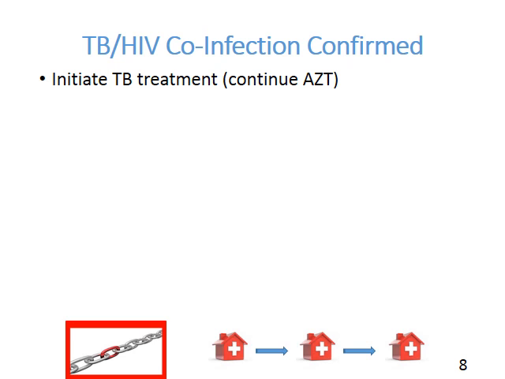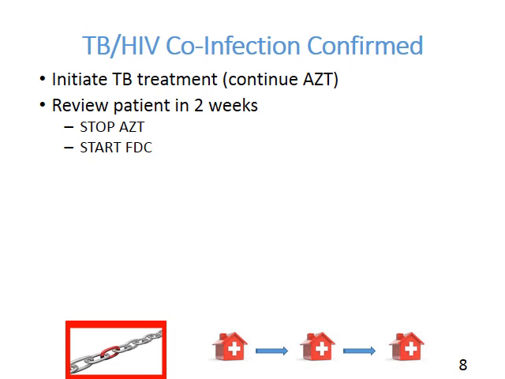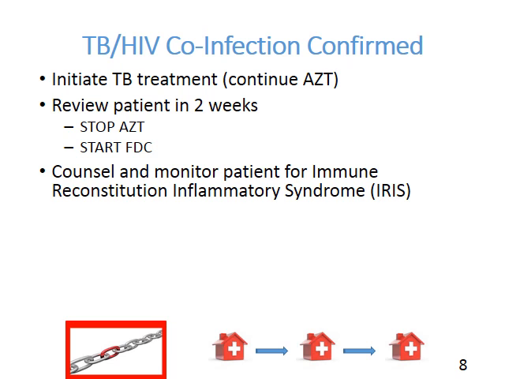We therefore need to start our TB treatment. At this point, we're going to continue the AZT for the first 2 weeks of TB treatment. After 2 weeks, we can stop the AZT and switch the mom onto the fixed dose combination. We're aware that there's a higher risk of IRIS by starting ARVs routinely at 2 weeks, and the mom has to be counseled about any possible worsening of symptoms or new symptoms during the coming months.